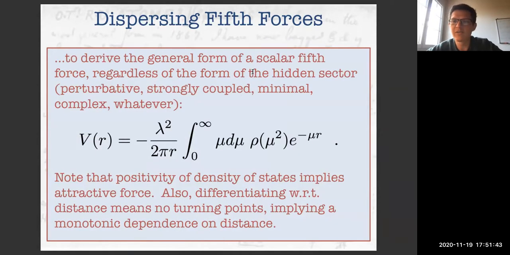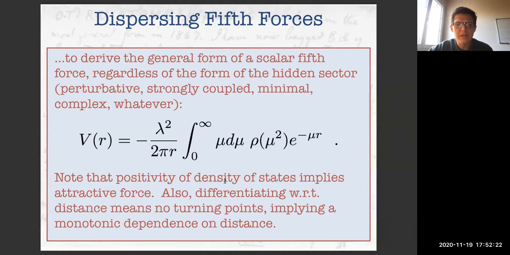And so we can derive the form of the force for a general scalar operator. As I said, this operator could contain one field or many fields, or a few fields from a quasi-conformal sector or something like this. It doesn't matter. Always the form of the force you will generate if these operators are scalar operators is like this. And again, you see how you recover the Yukawa force in the simple case of a single scalar exchange, because rho just becomes a delta function, and then you get lambda squared over 2 pi r, and then you get e to the minus mr, because rho becomes a delta of mu squared minus m squared.